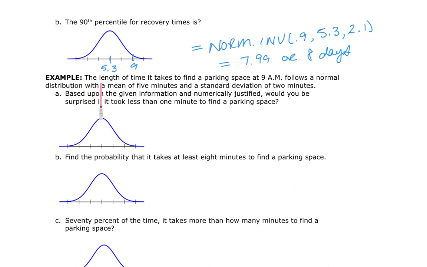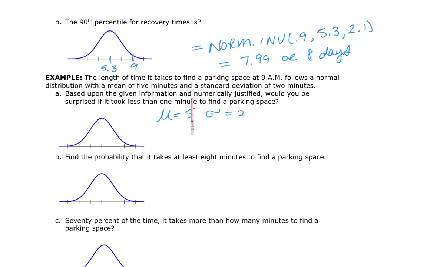Take a look at the next example. The length of time it takes to find a parking spot at 9 a.m. follows a normal distribution with a mean of 5 minutes. Oh, that means we're not a standard normal. That means my mean is not 0. So my mean is 5 minutes and my standard deviation is 2 minutes. So my mu is equal to 5 and my sigma is equal to 2.